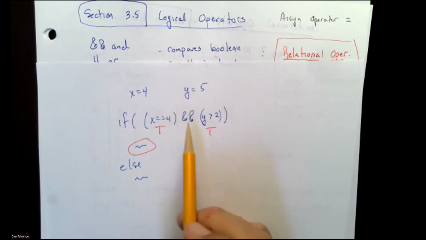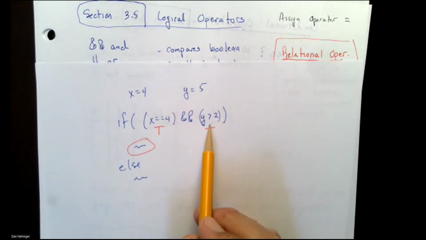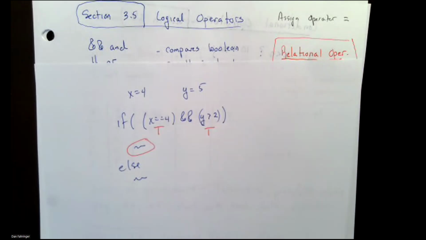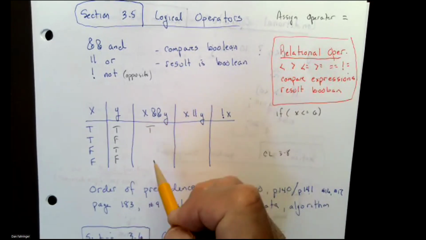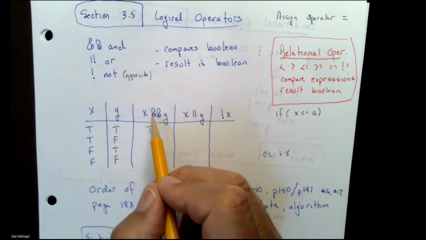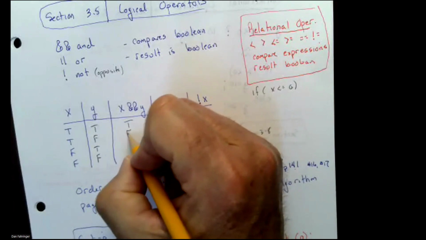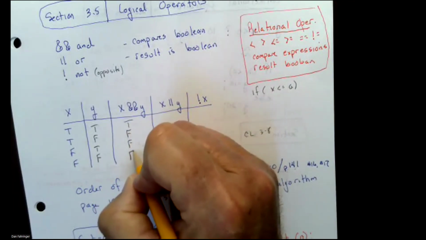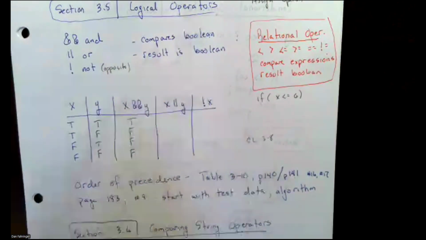So this is an example of a logical operator. It compares Booleans, and the result is Boolean. Filling out the table, this is the only time it's good: true and true. Life is good. This is not good. This is not good. And this is not good. And we're only looking at 3 logical operators. There are others, a bunch of others.